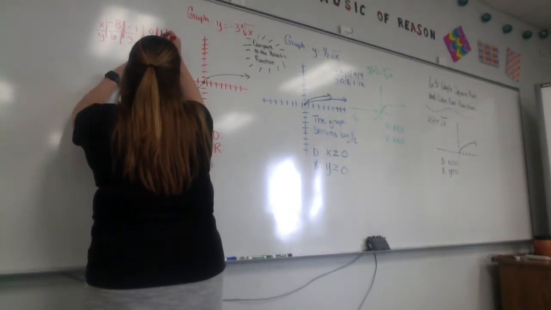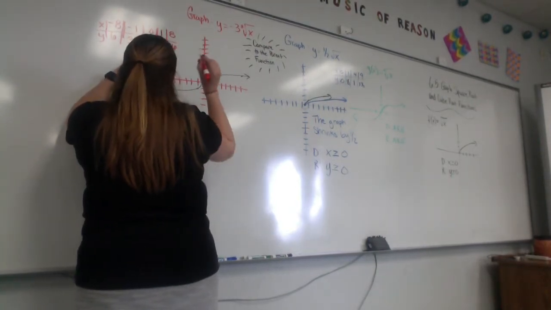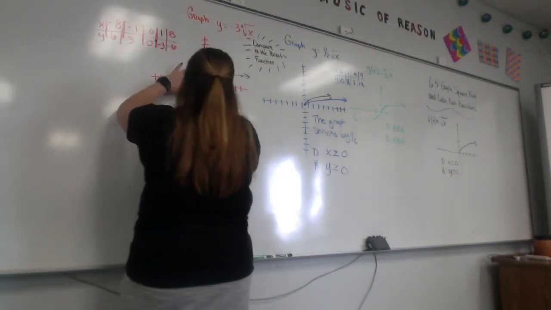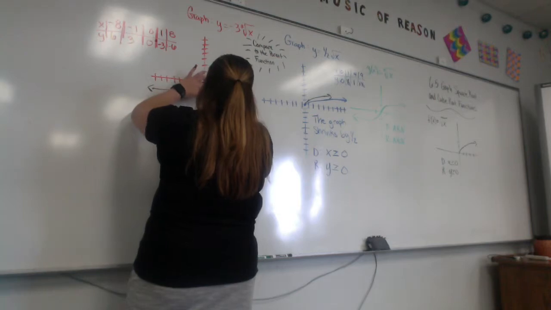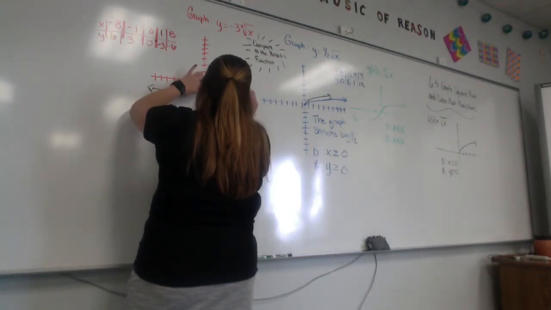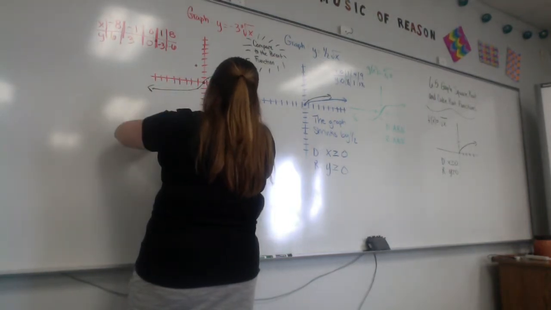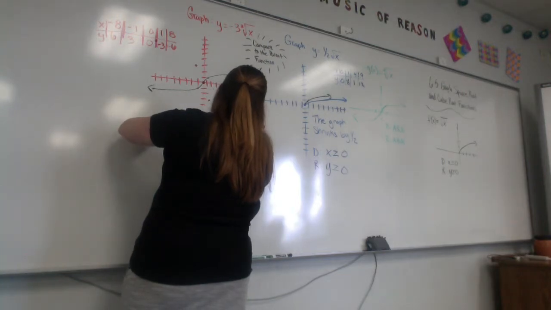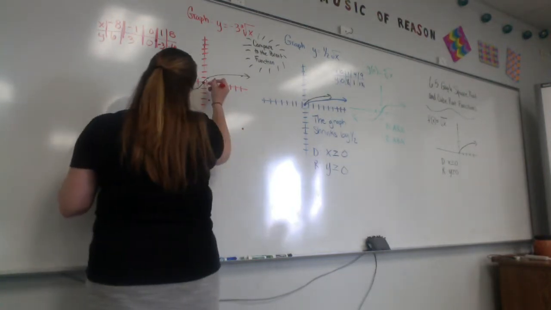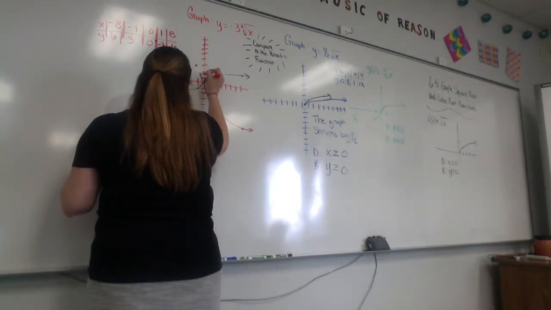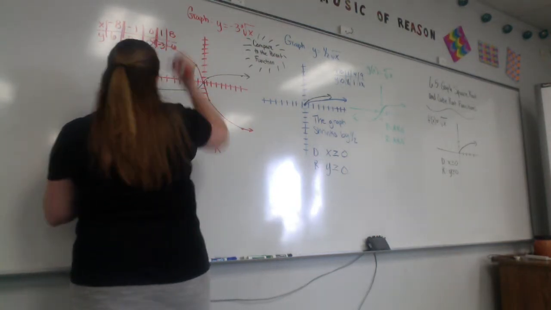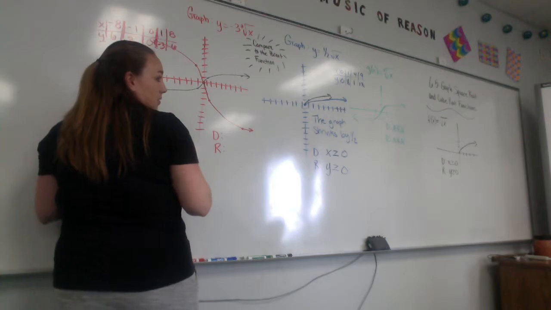I'm going to go to -8 and go up to 6, which is right here. I'm going to go to -1, and I'm going to go up to 3. I'm going to go to 1 and go down to -3, and I'm going to go to 8 and go down to -6. Now, here's my graph. Okay? Now, domain.